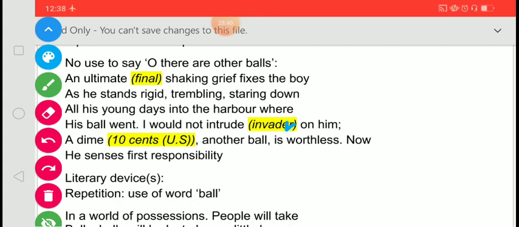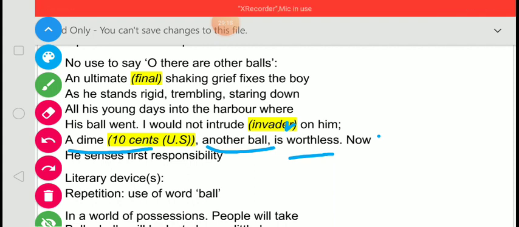A dime, a currency. A dime is equal to 10 cents in US. A dime, another ball is worthless. With some money, with a dime, with 10 cents, another ball can be bought. But the another ball is useless for him, as this loss is unbearable for him, and he is now grief stricken.